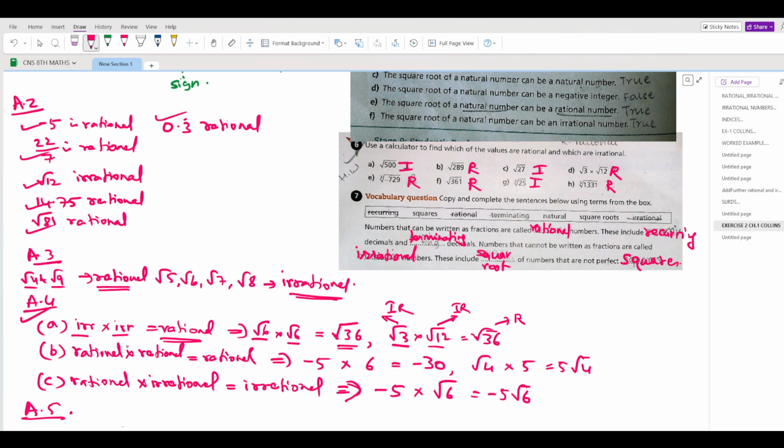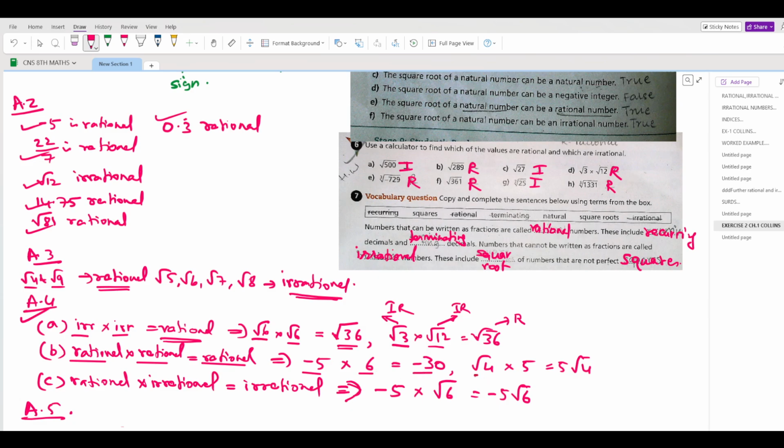B is what? You have to give an example of a rational number multiplied by another rational number giving you a rational number. So the product of two rational numbers giving you rational. There are so many examples of this. -5 is an integer, so it is a rational number. 6 is an integer, so it is a rational number. When you do the product of these two, you get -30, which is again a rational number.